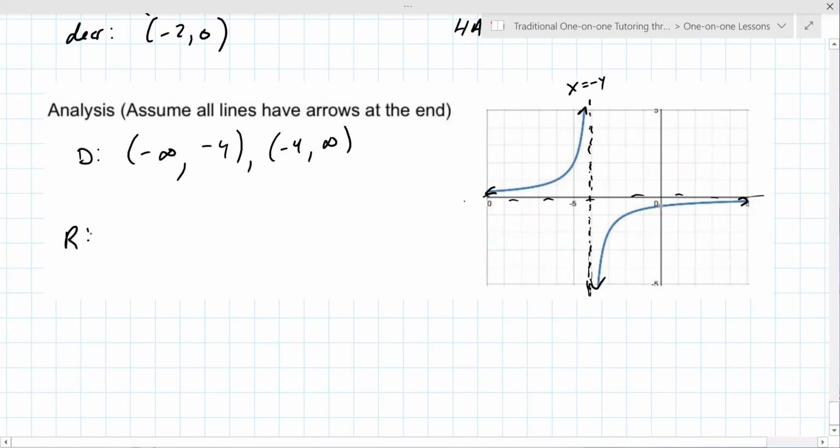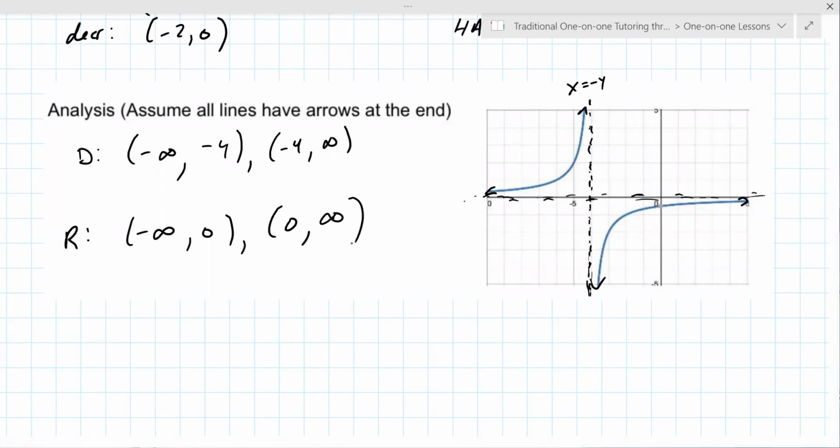Your range is somewhat similar. It goes down to -infinity here, but it never crosses 0. Do you see that? It approaches it just like this vertical asymptote, but it never touches it. So it approaches 0 and then jumps to the other side and goes up forever. It sounded like maybe you haven't seen this before. Yeah, I haven't. Okay.